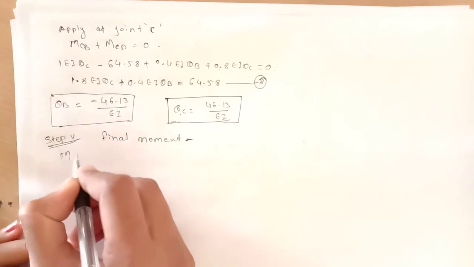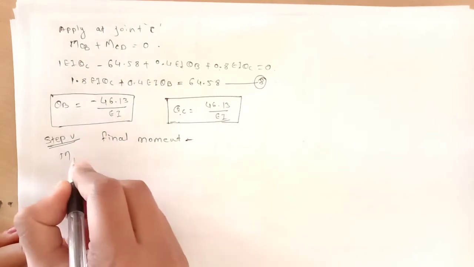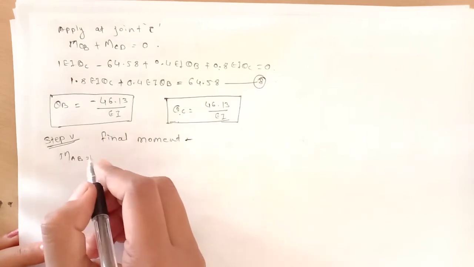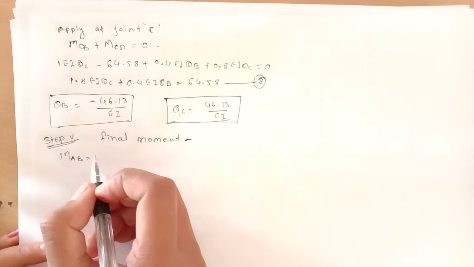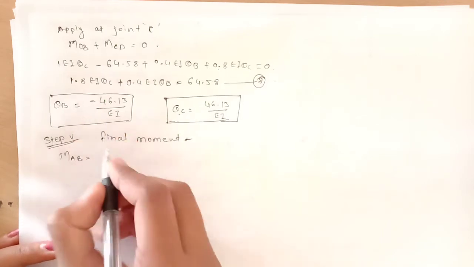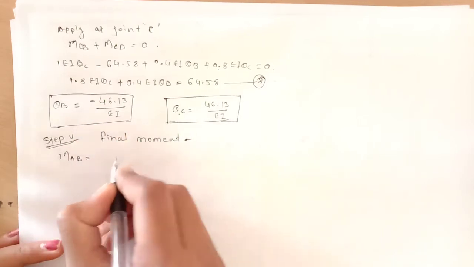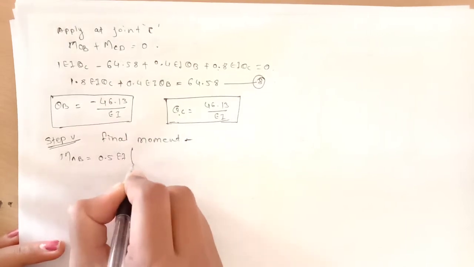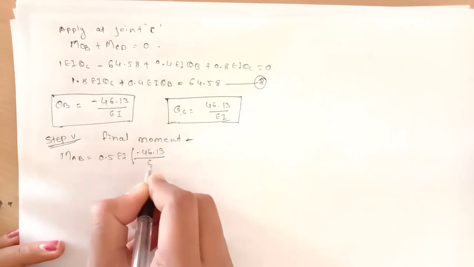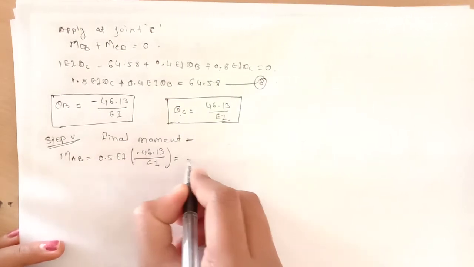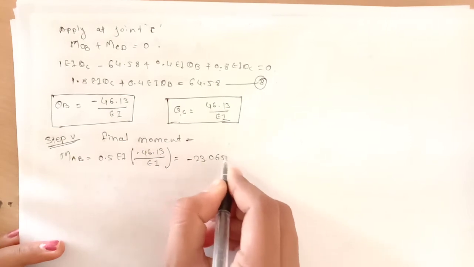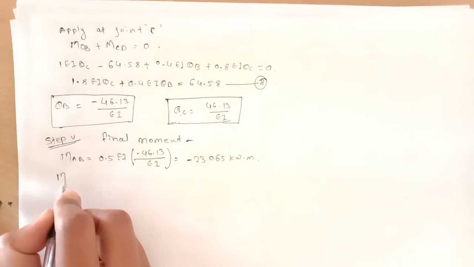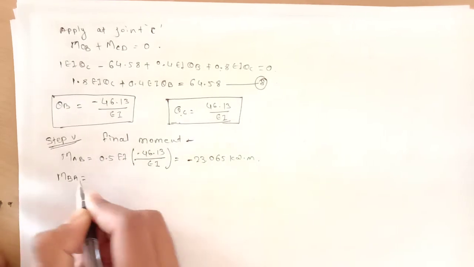So first, take the first equation, that is the slope deflection equation at member AB, the equation is 0.5 EI theta B. So put the theta B value in this equation and we get the end moment at member AB. So the end moment is, theta B value is minus 46.13 divided by EI. So the end moment is minus 23.065 kilonewton meter.